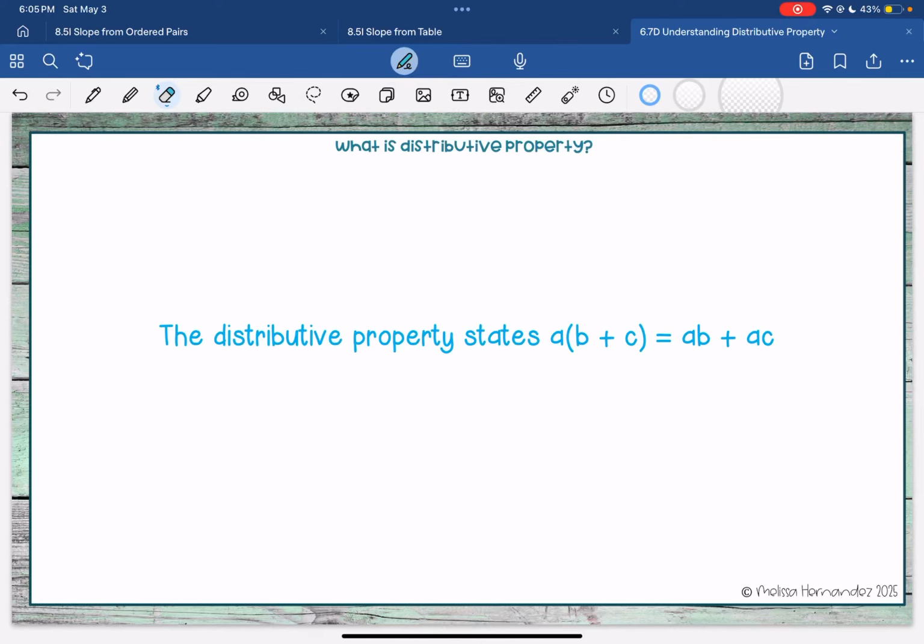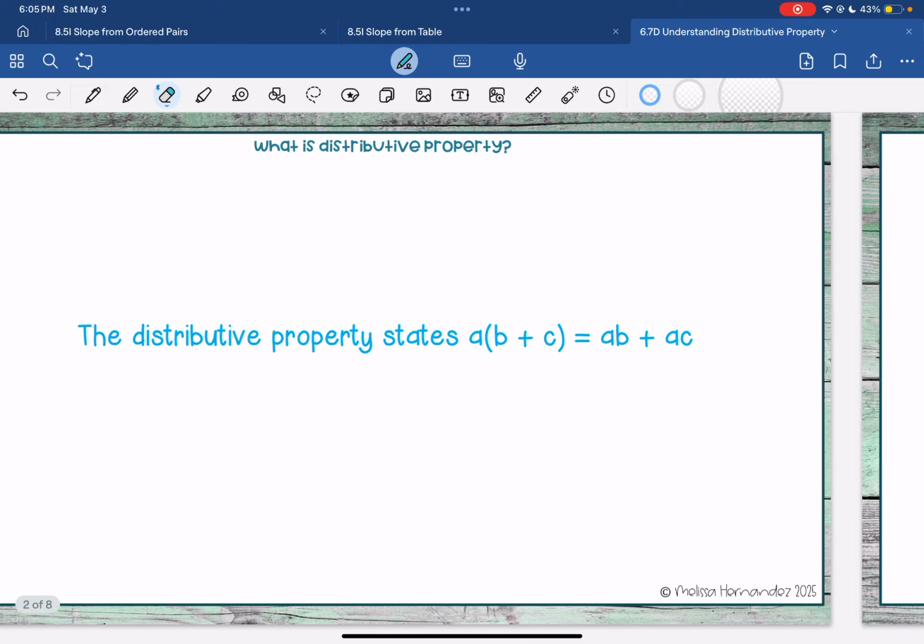Hey, welcome back, guys. In this video, we're going to focus on the distributive property. Distributive property is just when you distribute a factor to everything inside a set of parentheses. And so in this case, it's telling you that A is distributed with B, and then A is distributed with C. All right, let's go ahead and get started so we can see how this looks.